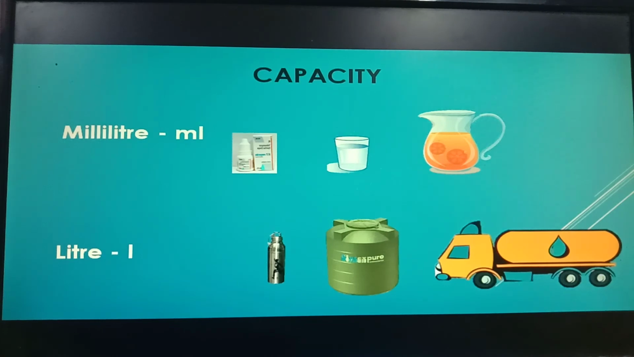Capacity is categorized with two: milliliter and liter. Milliliter we can write in short form as ml. Liter we can write in short form as L. Now here three examples are given that we can see in our daily life.